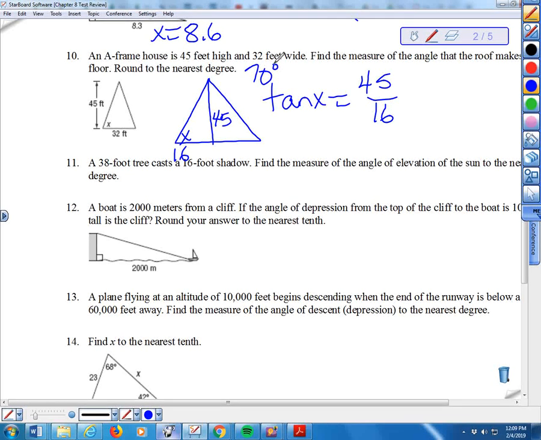A 38-foot tree casts a 16-foot shadow, and it wants to know the angle of elevation to the sun. So there's your x. Sine, cosine, tangent? Which one? Tangent again. So inverse tangent of 38 over 16, 67 degrees.